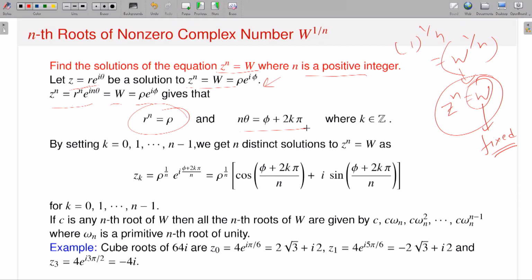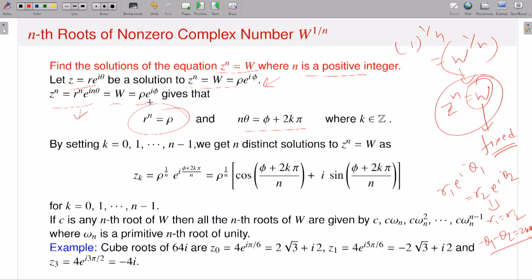So if r1 e to the power i theta 1 is the same as r2 e to the power i theta 2, this implies r1 is equal to r2, and theta 1 minus theta 2 should be divisible by 2k pi. That's the meaning. So on the left-hand side I have r to the power n e to the i n theta, and on the right-hand side I have rho e to the i phi.